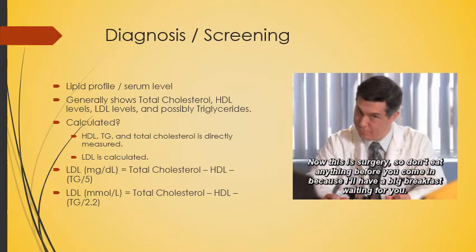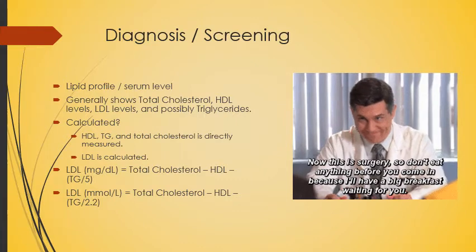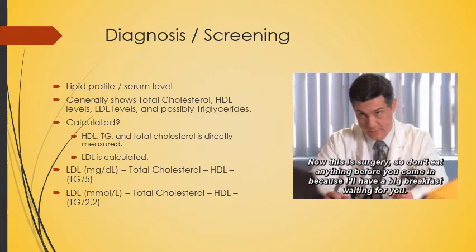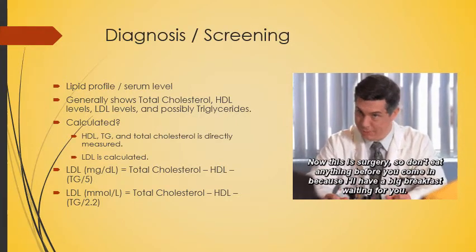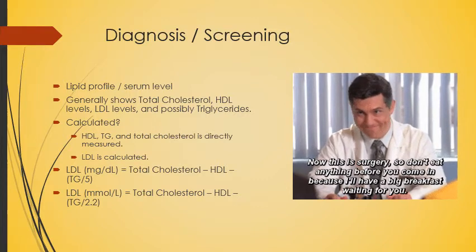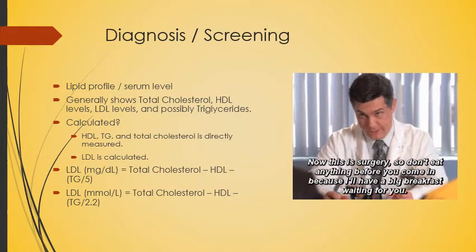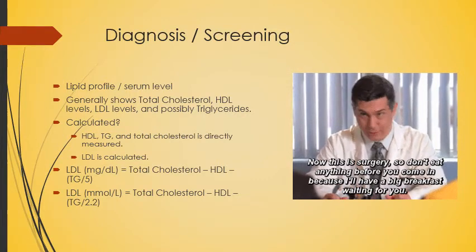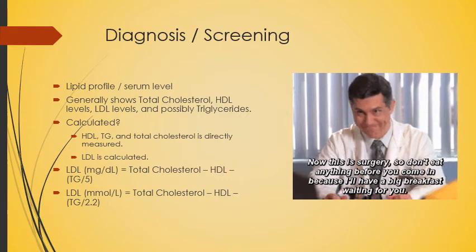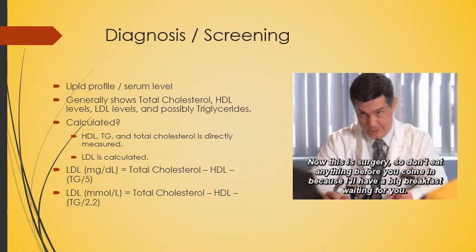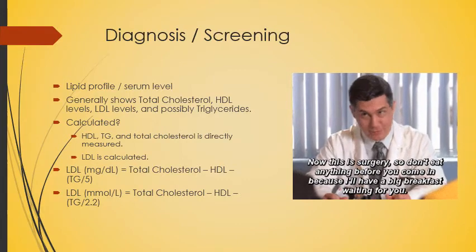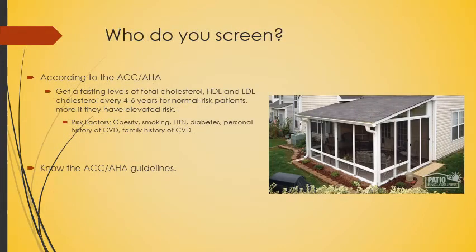The HDLs, triglycerides, and the total cholesterol are directly measured, but the LDLs are calculated. Okay, so you take the total cholesterol, you subtract the HDLs, and then you subtract the triglycerides divided by 5, if you're in milligrams per deciliter. So that's the tools that we use to screen.